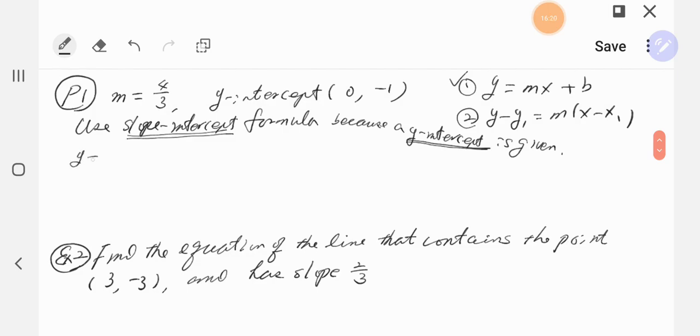So the slope-intercept formula is y = mx + b. And then what we do is just plug in the m and b values. So m is 4/3, so 4/3 x, and b is -1. Done. Simple. If x equals 0, then y is -1. That is true, and the slope is 4/3. This is pretty straightforward. Just use the slope-intercept formula with the given slope and the y-intercept.